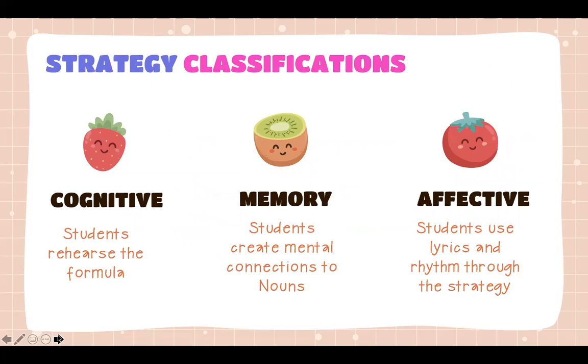The strategies used in this strategy are, first, cognitive. Students rehearse the formula, where they can practice with their friends in the classroom. Next are memory strategies, where they can make repetition through the singing of the song. Students can create mental connections to the nouns that they learn. The last one is affective. Students can use lyrics and rhythm through the strategy. It is an effective way for them to learn.